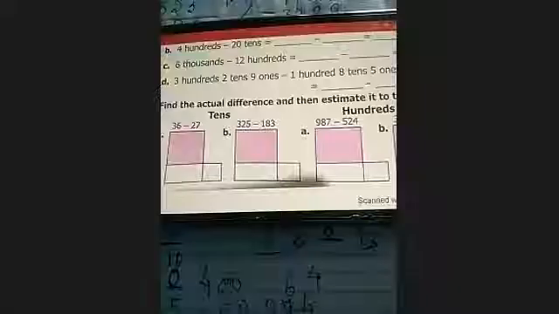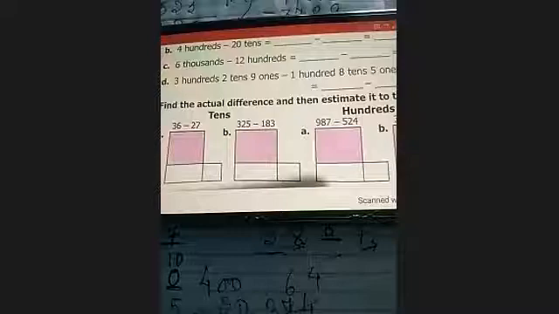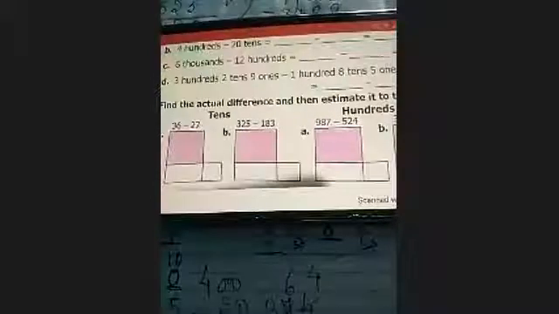Here I am solving question number B, and here I'll be solving question number B also. So the rest you have to do in your book by yourself.